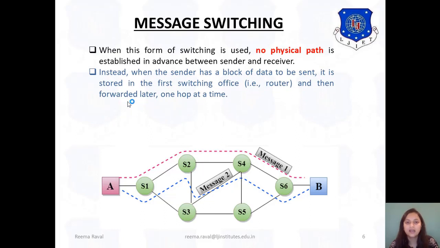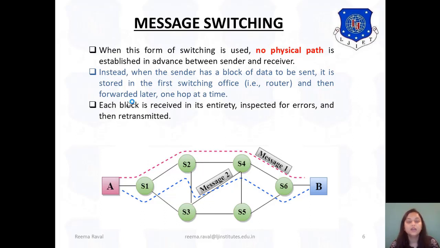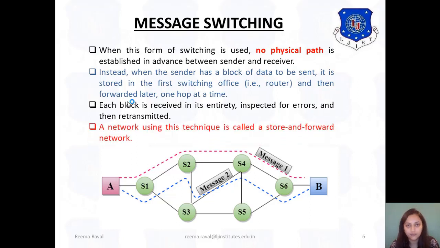Instead, when the sender has a block of data to be sent, it is stored first in the switching office, that is your router, and then it is forwarded later, one hop at a time. Here one hop at a time means one message at a time. Each block is received in its entirety, inspected for errors and then retransmitted. As the messages are inspected for errors and then transmitted, this is called a store and forward network.